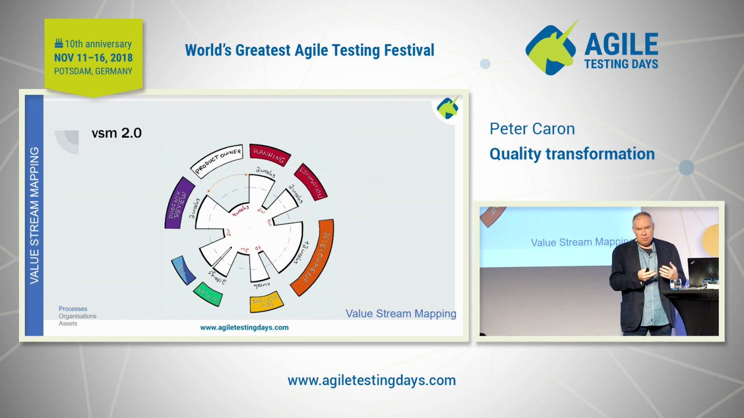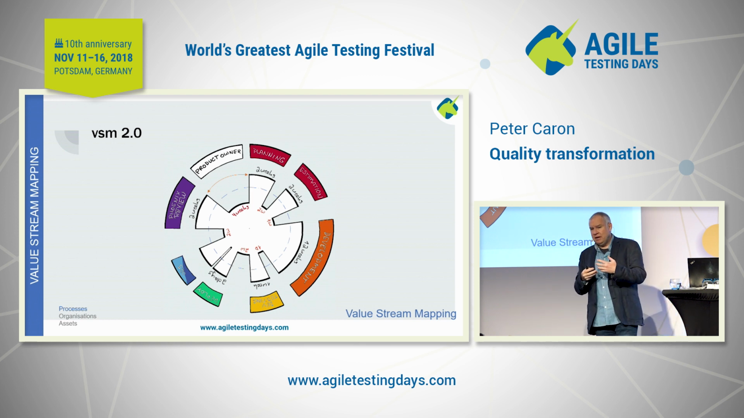operations people and product people want stability and accountability and planning, the ability to plan. And developers want new features, right?